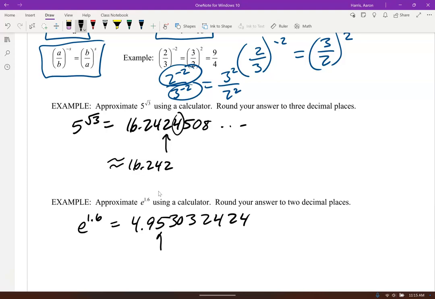And we'll round this to 2 decimal places, so the 100th position. So that 3 will leave that the same.